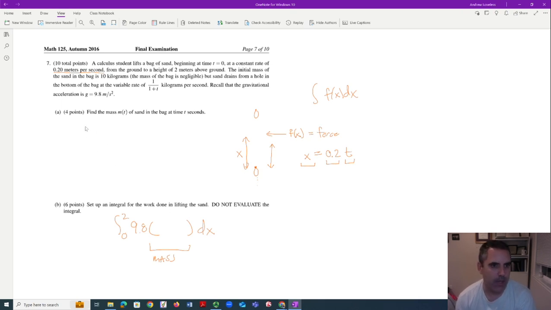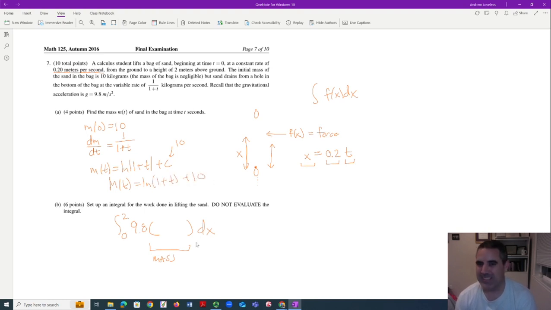The initial mass is 10, and the rate is this. So they slipped in a calculus problem. You have to integrate. Log of 1 plus t plus c. And if you plug in a 0, this is 0, so this has to be 10. Done. So you get m of t is log of 1 plus t plus 10, which I know must be positive.